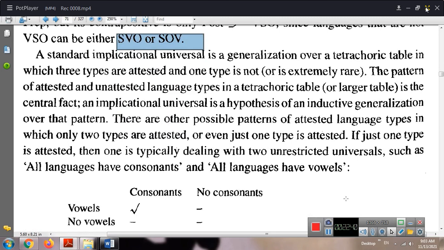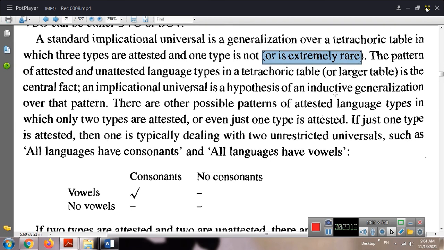The standard implicational universal is a generalization over a tetrachoric table in which 3 types are attested and 1 type is not, or is extremely rare. Dear student, the unattested type does not exist or is extremely rare. The pattern of attested and unattested language types in a tetrachoric table or larger table is the central fact. An implicational universal is a hypothesis of an inductive generalization over that pattern.